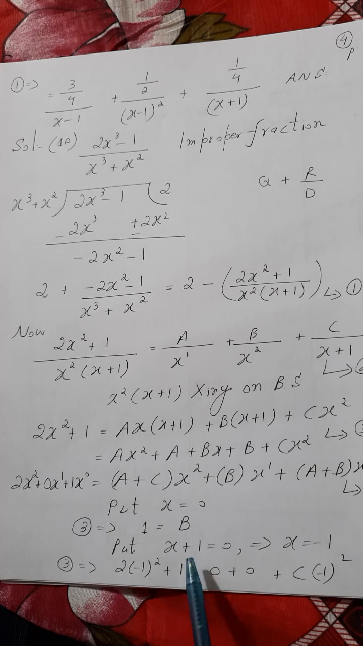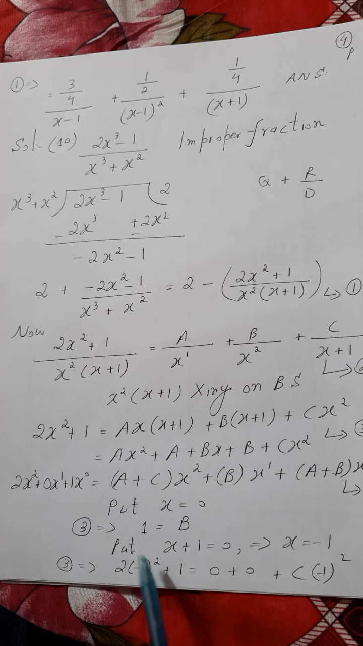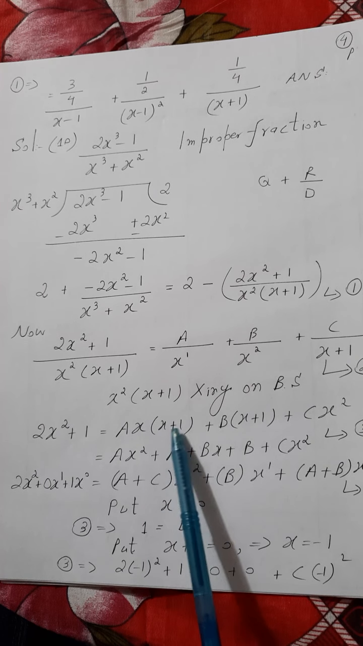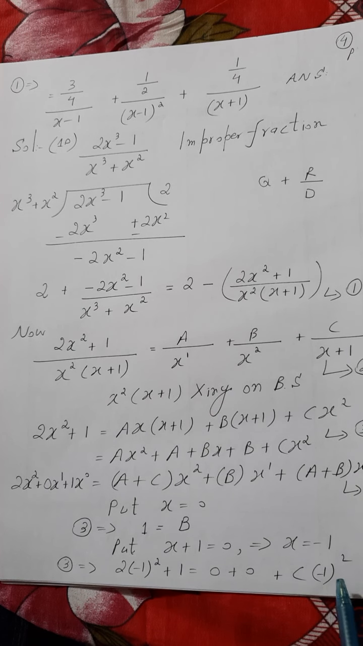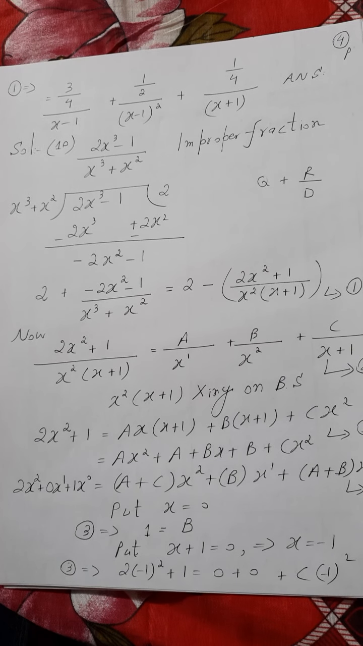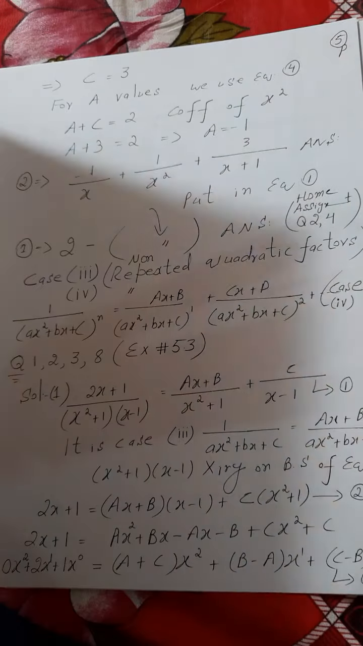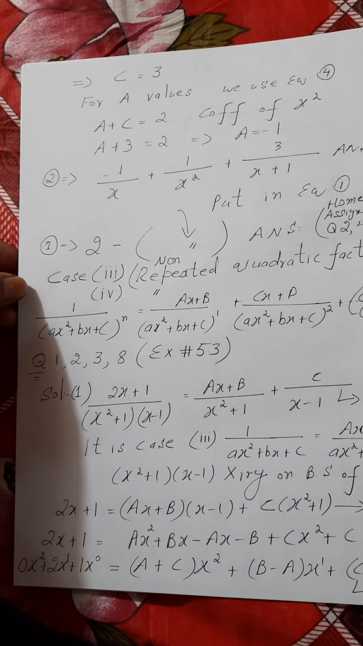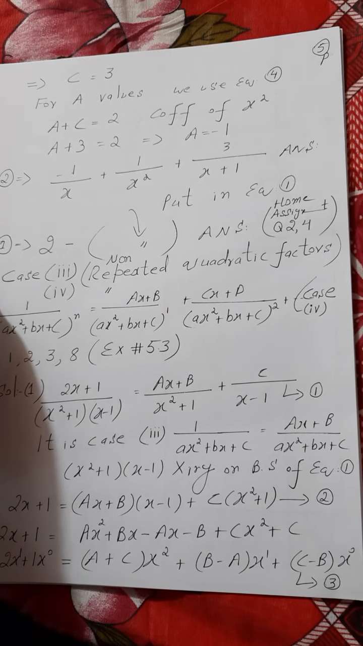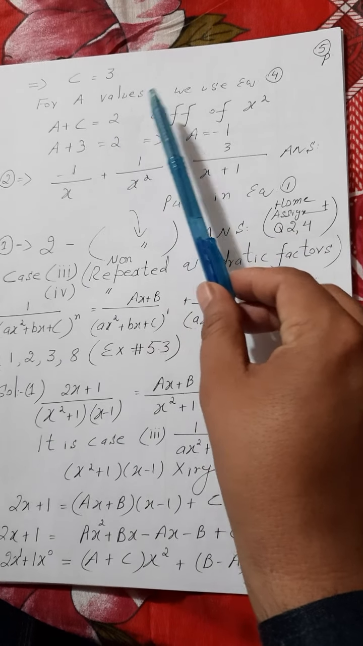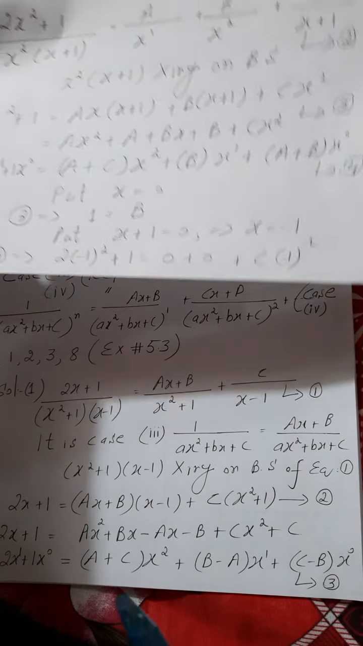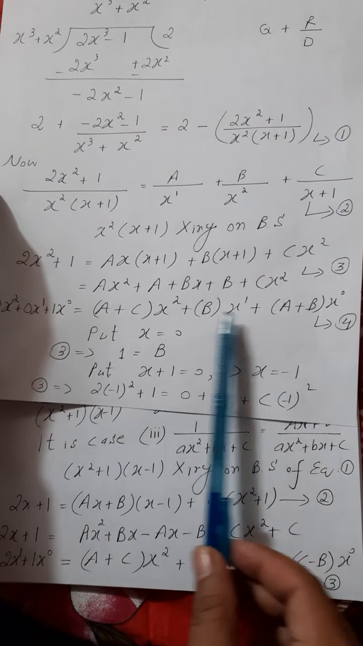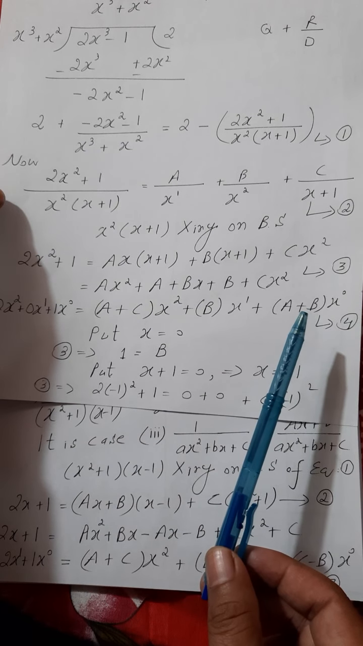Once again putting x replaced by minus 1 in equation 3, only the term c into x square remains. After simplification we have the value of c, in this case c is equal to 3. For the value of a we use equation 4. Equation 4 is this one, and we compare the coefficients to find the value of a.